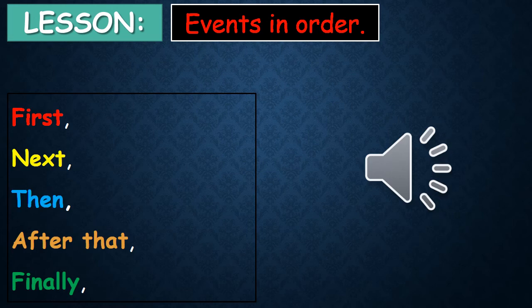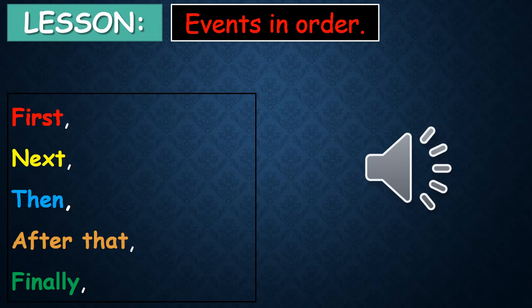Alright, there are many ways we can use this, boys and girls. And like I said, sometimes we'll skip steps too. We can leave out number 4, then number 3, then number 2. For example, first, I find my pencil. Next, I sharpen my pencil. Then, I write my homework. Finally, my homework is finished.